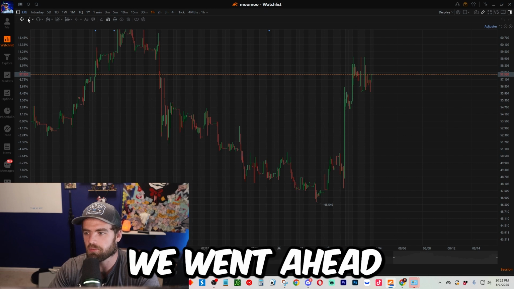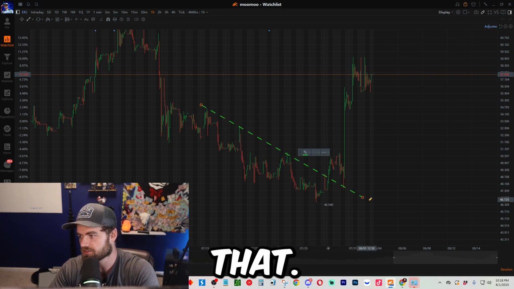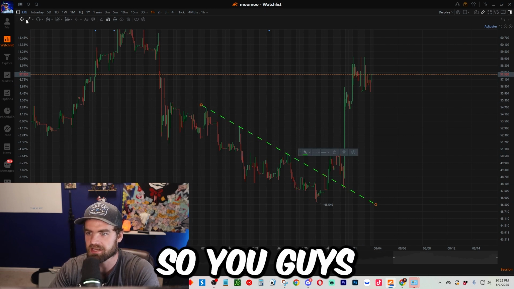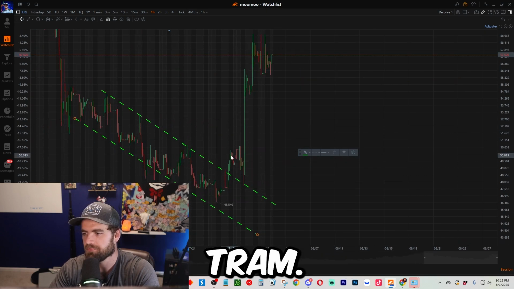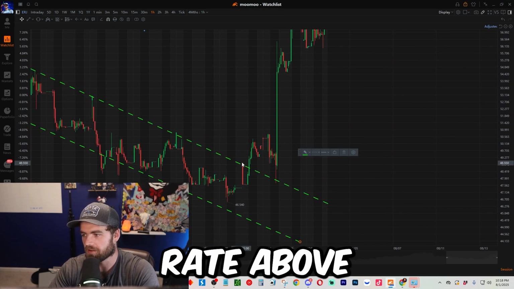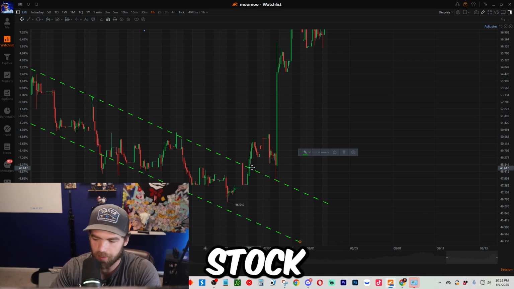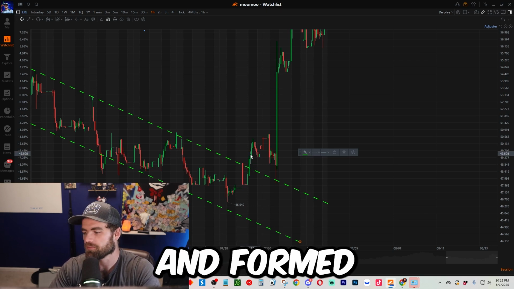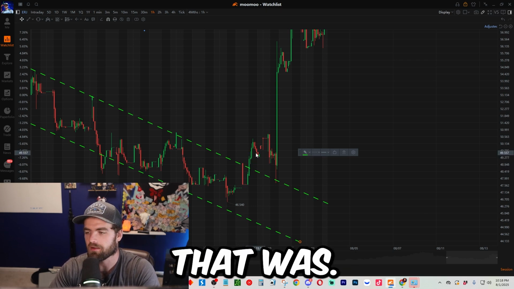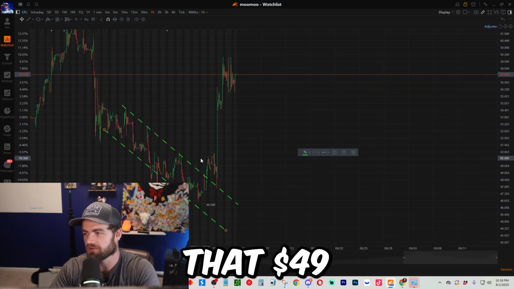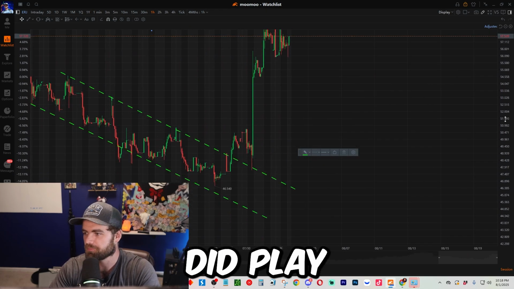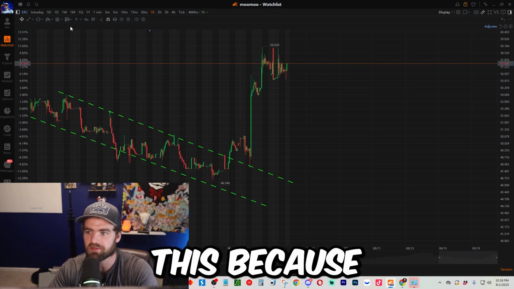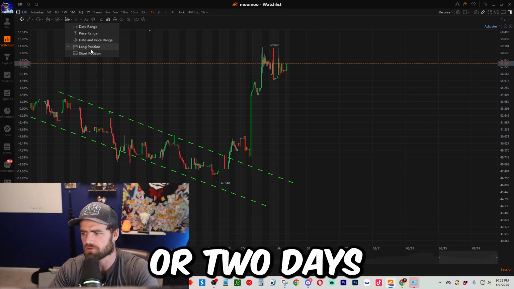Well, it's very simple. We went ahead and drew out that same trend line. So you guys can see here, just this general downward trend, and we threw an alert right above that. So the second that this stock popped up and formed one candle above that was our entry point, near and around that $49 mark.